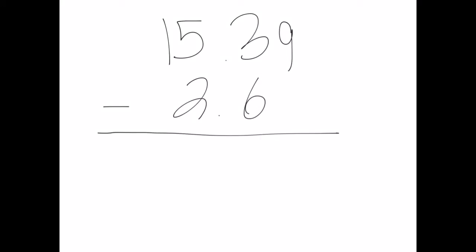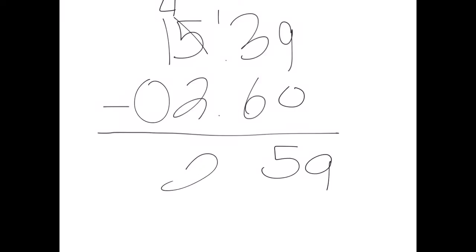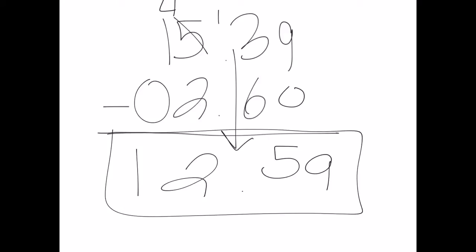To subtract 15 and 39 thousandths and 2 and 6 tenths, you are first going to use zeros to fill in the empty spaces. You are then going to subtract 9 from 0, which is 9. You are going to borrow from the 5, and it becomes a 4, and give 3 a 1, so it becomes 13. 13 minus 6 is 5. 4 minus 2 is 2, and 1 minus 0 is 1. Then you bring down your decimal place, and that's how you get 12.59 thousandths.